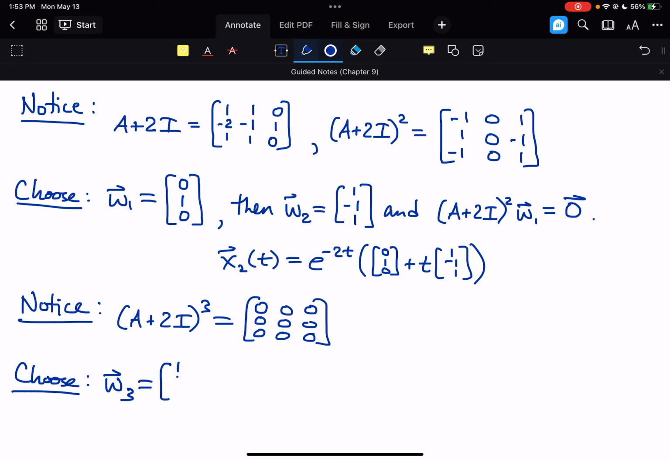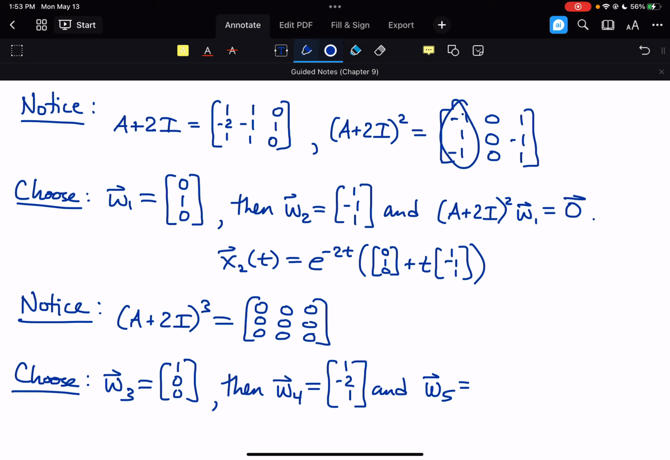So what if we tried (1, 0, 0)? Then w4 would be, this is basically just grabbing the first column of this one if you do the multiplication. So it's (1, -2, 1). And w5, if we multiply by this matrix, it again just grabs the first column. So w5 is (-1, -1, 1), which is non-zero, right? And that was the whole point, we're trying to not get a 0 vector here. But then if we multiplied by this one, we would. So I can say (A + 2I) cubed times w3 is the 0 vector.